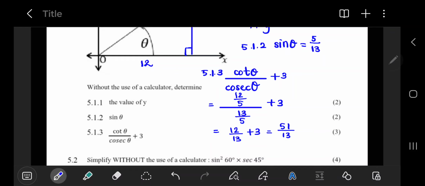The reason why they say do this without a calculator is because they actually want to see your substitution. So you'll be awarded marks for substituting, where here it would be 1 mark for each substitution. So 1 for 12 over 5, 1 for 13 over 5, and 1 for your final answer of 51 over 13.